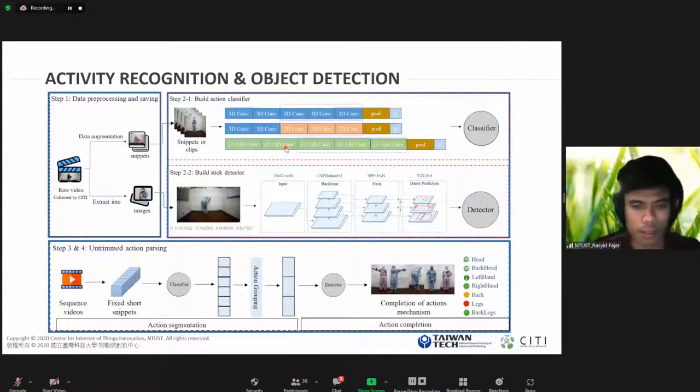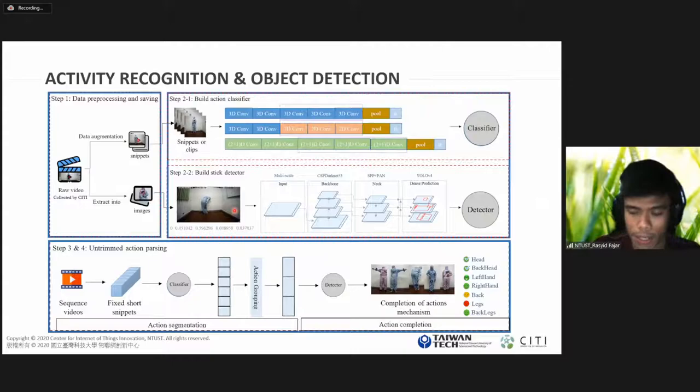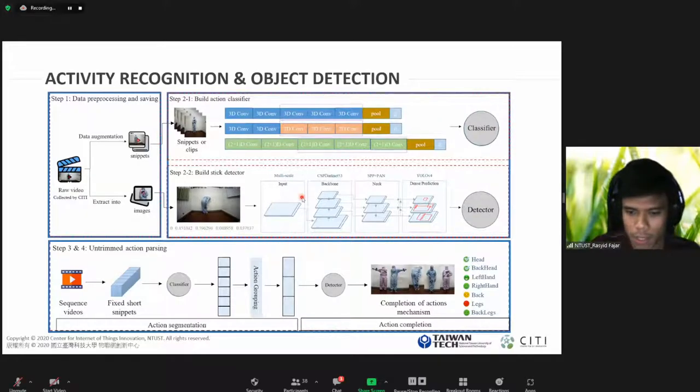And this slide is for the second method. This method is using 3D CNN as the classifier for the action classification and an object detector to detect the stick, or the sticky roller. We detect the stick to measure the completeness of the action.